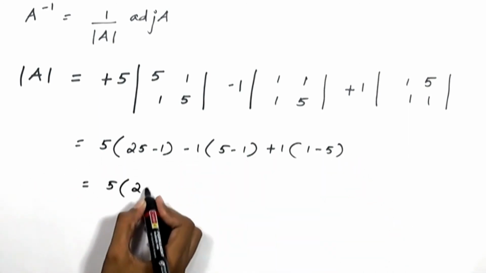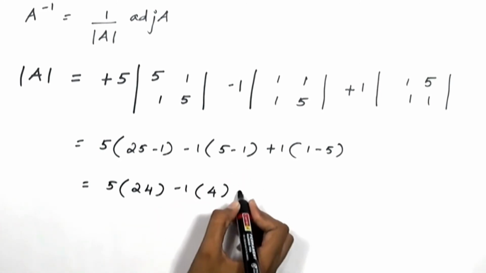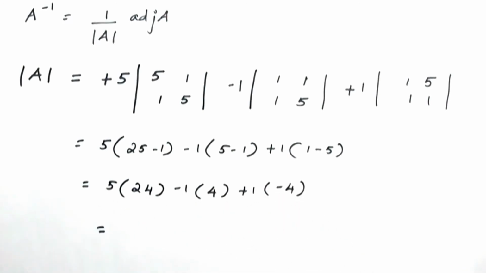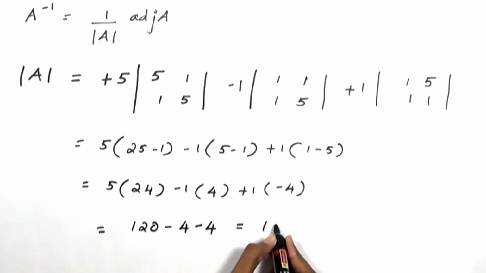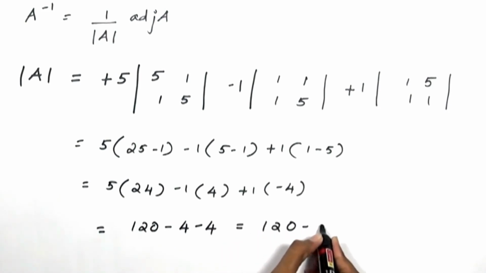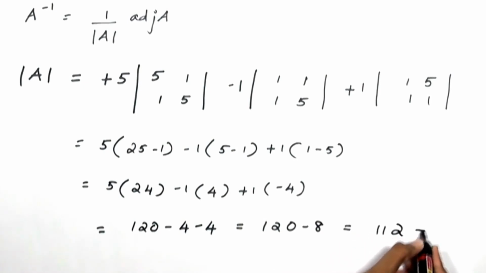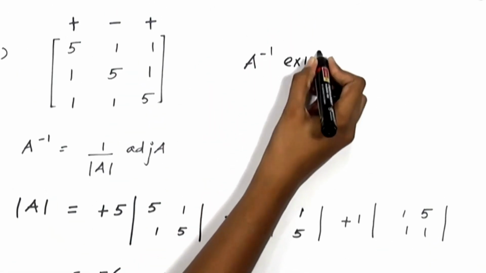So this will become 24 minus 1. This will become 4 plus 1. This will become -4. 5 into 24 becomes 120, minus 4, minus 4, which we can take as 120 minus 8, which is equal to 112, which is not equal to 0. Therefore, A inverse exists.